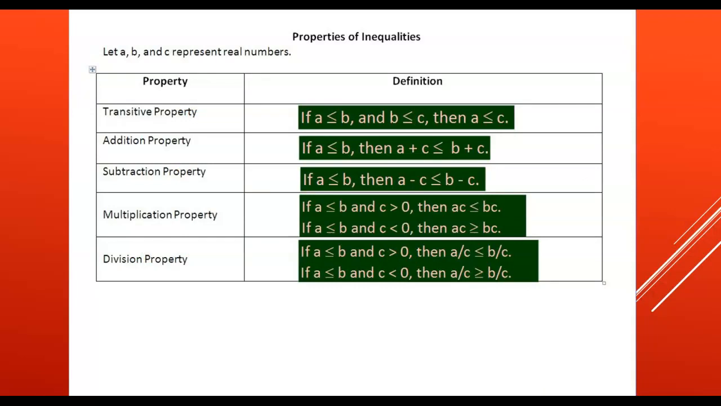So there are a couple properties of inequalities. The properties of inequalities are very similar to the properties of equality that we talked about last chapter, where if A is less than or equal to B and B is less than or equal to C, then in turn A is less than or equal to C. The addition property says you can add C to both sides and it doesn't change the inequality. You can subtract from both sides.